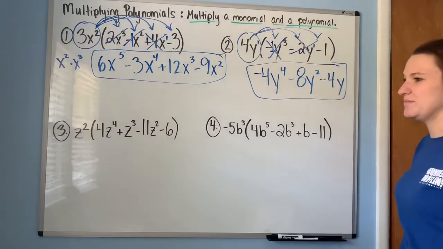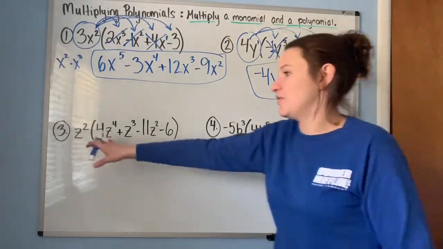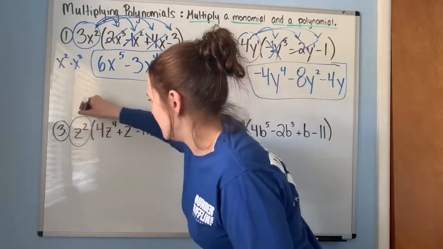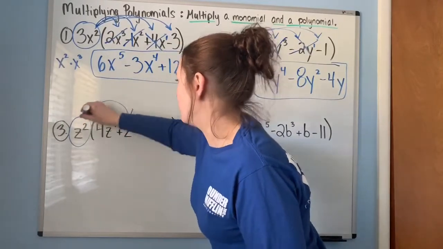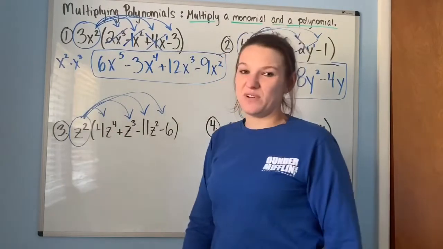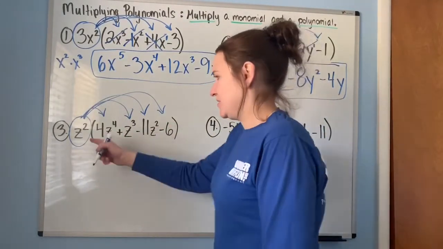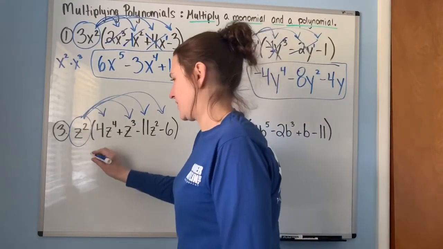2 more examples. All right, for this one, we just have variables for your monomial. So I'll make it pretty easy because all those numbers are going to stay exactly the same. Technically, that's a 1z squared. So you're technically multiplying by 1. So for our first term, 1 times 4 gives me 4.